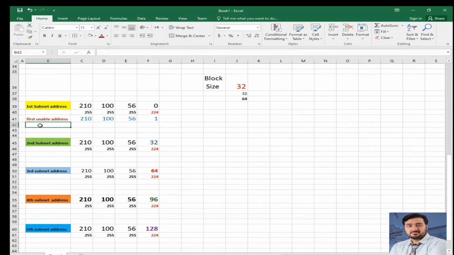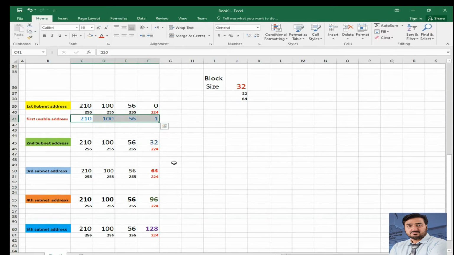So what is the last usable address? Because this is our first one, 56.0 is our network address, and the first usable will be 56.1, the very next one. The last address in each subnet is the subnet's broadcast address. We will see later on.